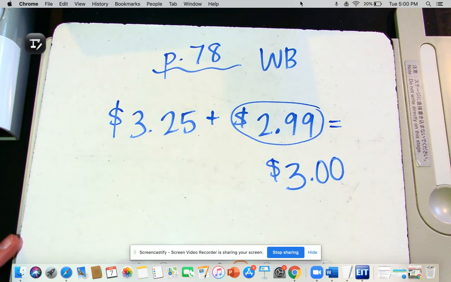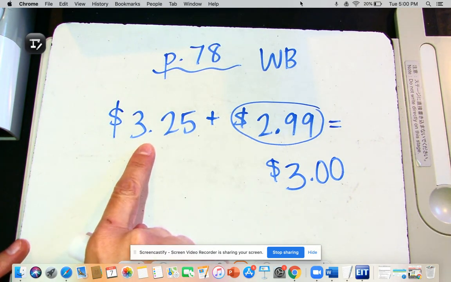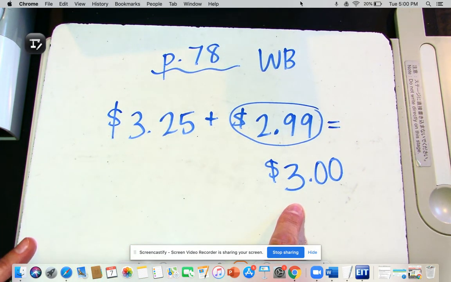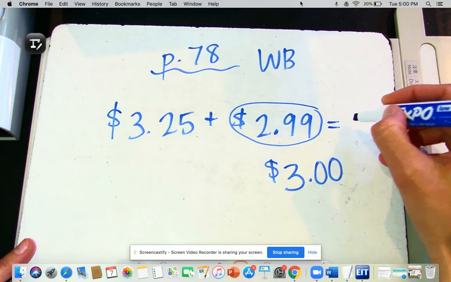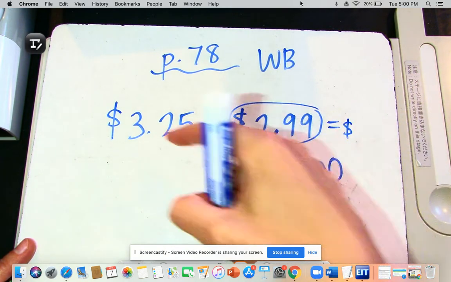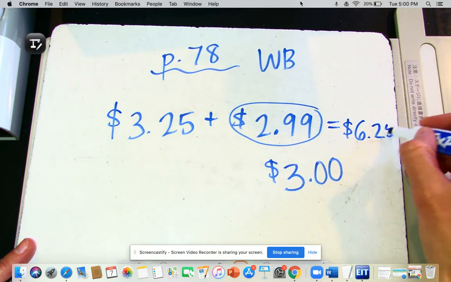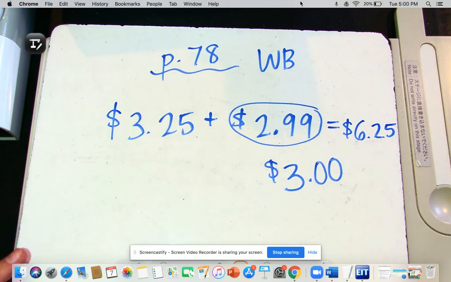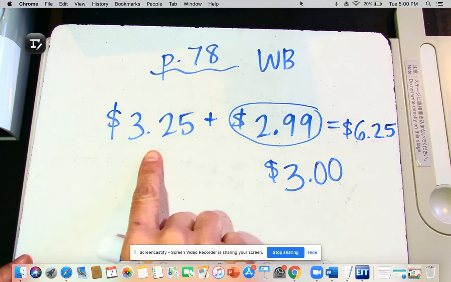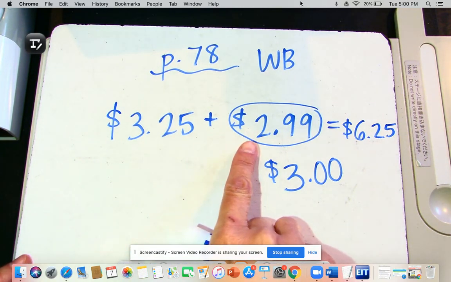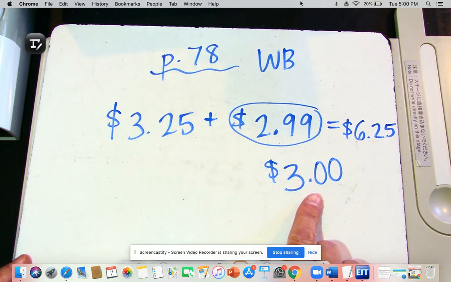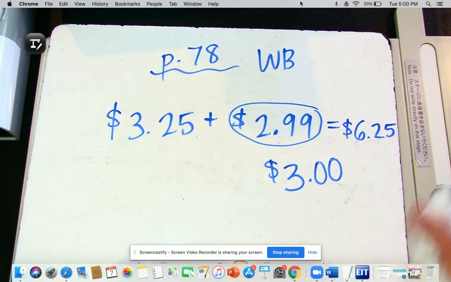So here, what I would recommend you do is $3.25 plus $3, and that would be, see, add the dollars, 3 plus 3 is 6, then I add the cents, 25 cents. And then what we can do is go back and think about, well, wait a second. I was only supposed to add $2.99, but I was thinking of it as $3. So now all I have to do is go back and take a little cent away. And that is kind of how we work that out with mental math.